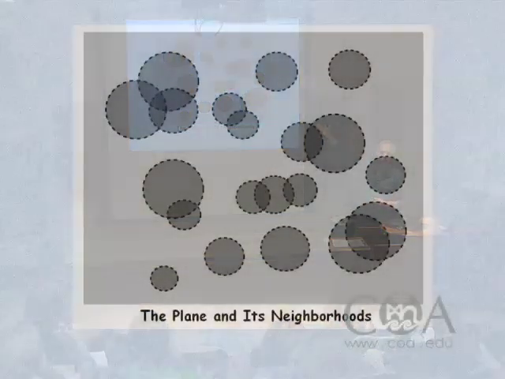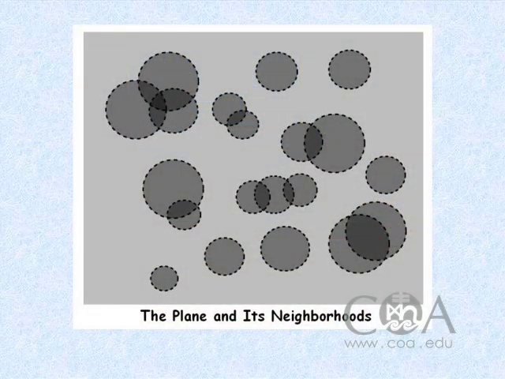Here's a picture of the plane and some of its neighborhoods. These are just all like open pancakes in the plane. Open meaning that the edge is not included. There are some of them, but at every point we have many, many of these things of all sizes. And this notion of a neighborhood, again, gives us a sense of proximity, what it means to be close in the plane.